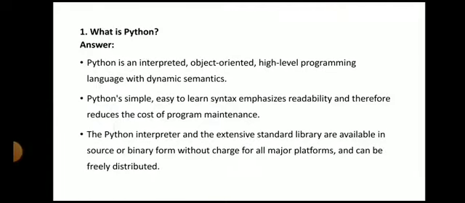The answer is Python is an interpreted object-oriented high-level programming language with dynamic semantics. So Python is interpreted language. There are other languages which are compiled languages like C, C++, whereas Python is an interpreted language. Then it is object oriented. That means it is based on object and class. Then it is a high-level programming language. That means it is very easy to understand.